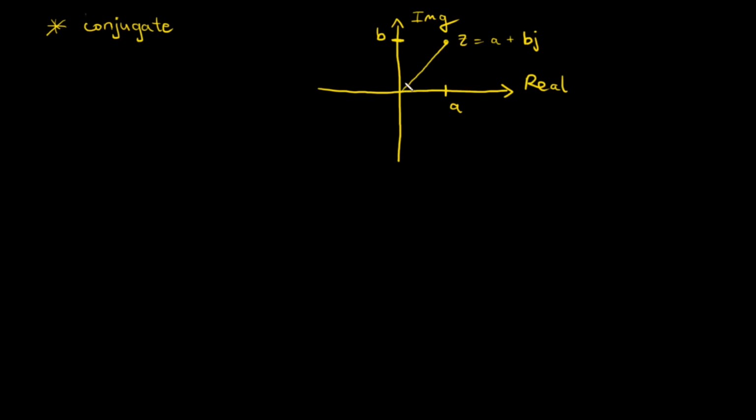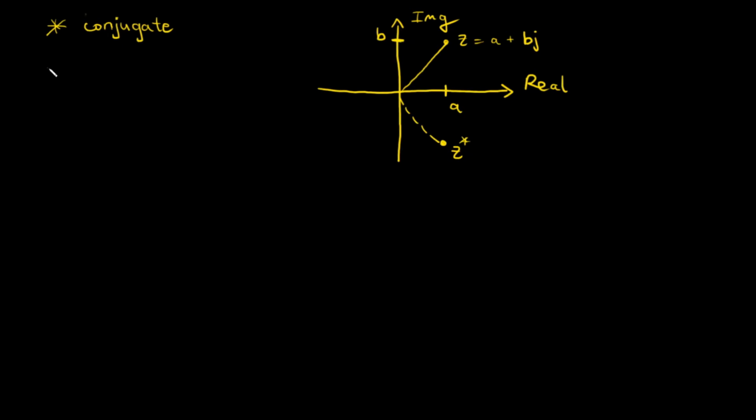This is our complex number, and we're going to find the reflection or the mirror of this complex number from the horizontal axis. So this is your horizontal axis, therefore you can tell that the mirror or the reflection is going to be this one. And let's give it the notation of z star.